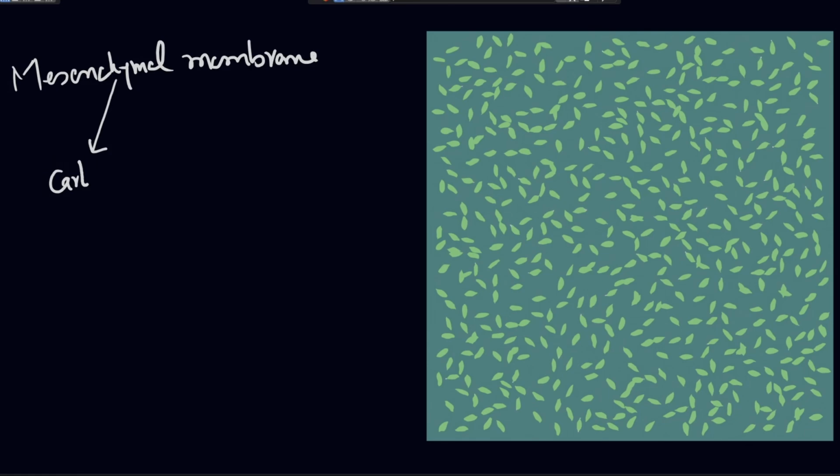So in the last lecture we had seen that the mesenchyme condenses to form mesenchymal membranes, and these membranes can convert either into cartilage, and then these cartilages may be replaced, not converted, they are replaced by the bone. This is one way of bone formation.